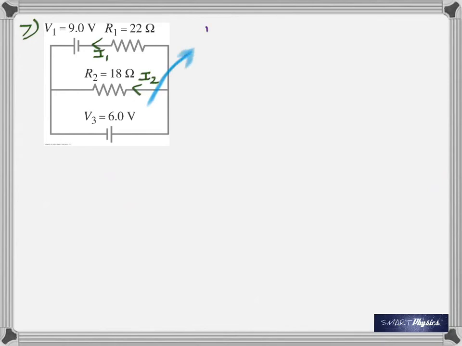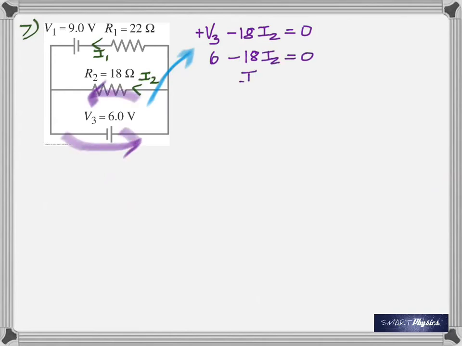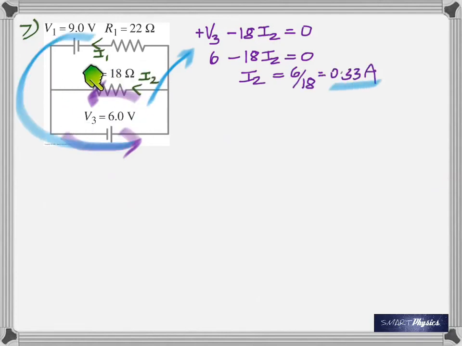Now let's see in this circuit, which looks much simpler, when you apply Kirchhoff's laws, as you can see here, you're going to get plus V3 minus 18 I2 is equal to 0, from which you can find I2.